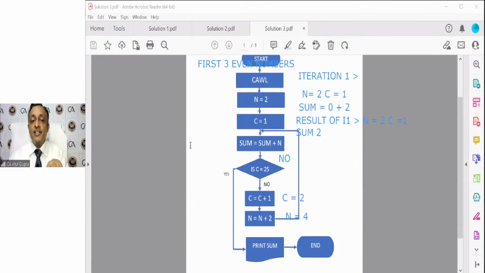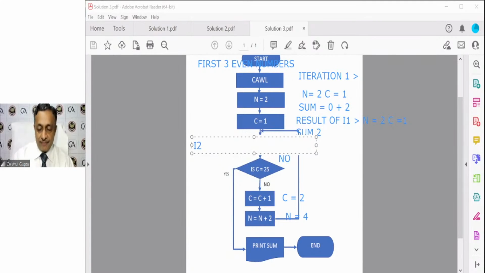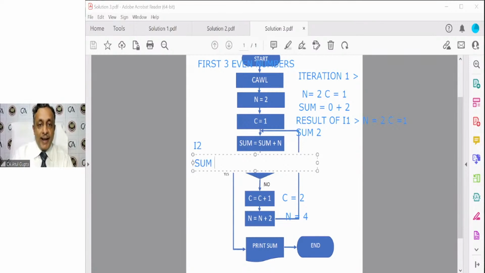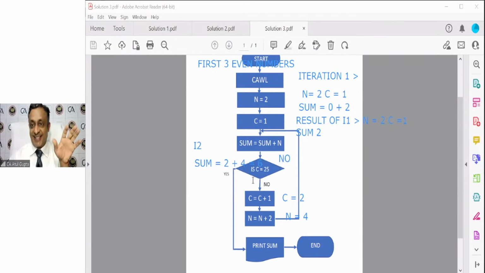Here our iteration 2 starts, I2. What is the value of sum as you do I2? Sum is sum plus n. Now, you have to see sum is 2 here, n is 4 here. So now sum becomes 2 plus 4, that is equal to 6. So the value of sum is 6. Done. Now it again goes down.